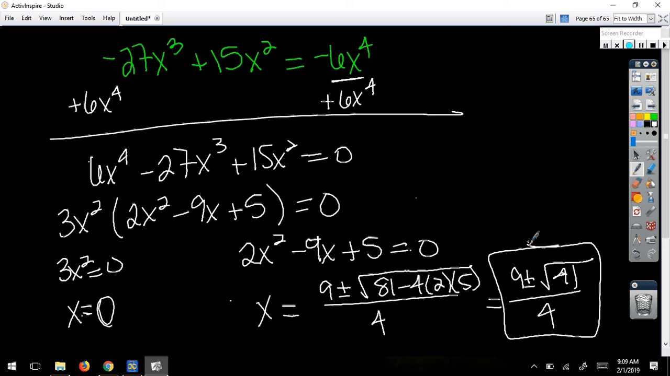We were doing the cube pattern. Anytime you have a cube, like if I had x cubed minus 27, that's a difference of two cubes, right? After you factor it, you have to factor it completely and then you set each piece to 0.